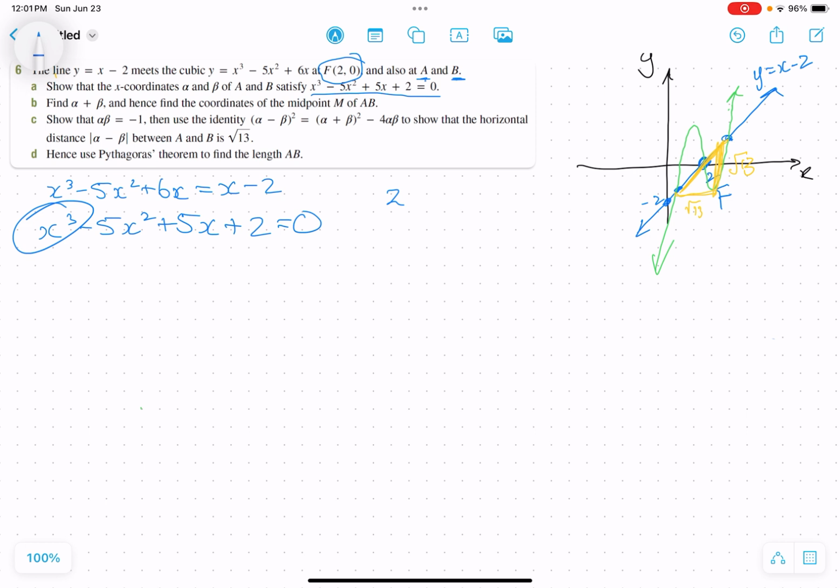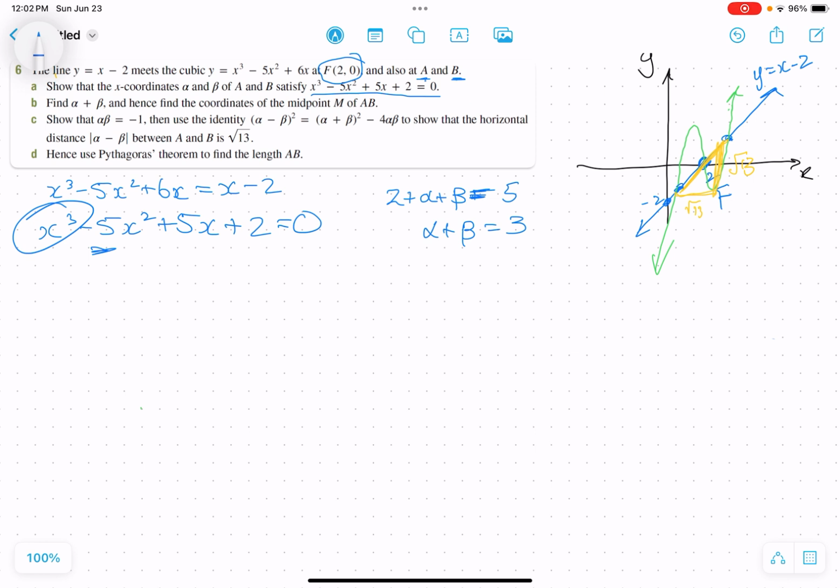So if I do the sum of roots, because I want alpha plus beta, so let's say we've got roots alpha, beta, and gamma's 2, then I know the sum of roots is equal to negative b on a, which is 5. So I know that alpha plus beta equals, take away 2, is 3. All right, now if that is the case, they want me to find alpha plus beta and hence find the coordinates of the midpoint of A, B.